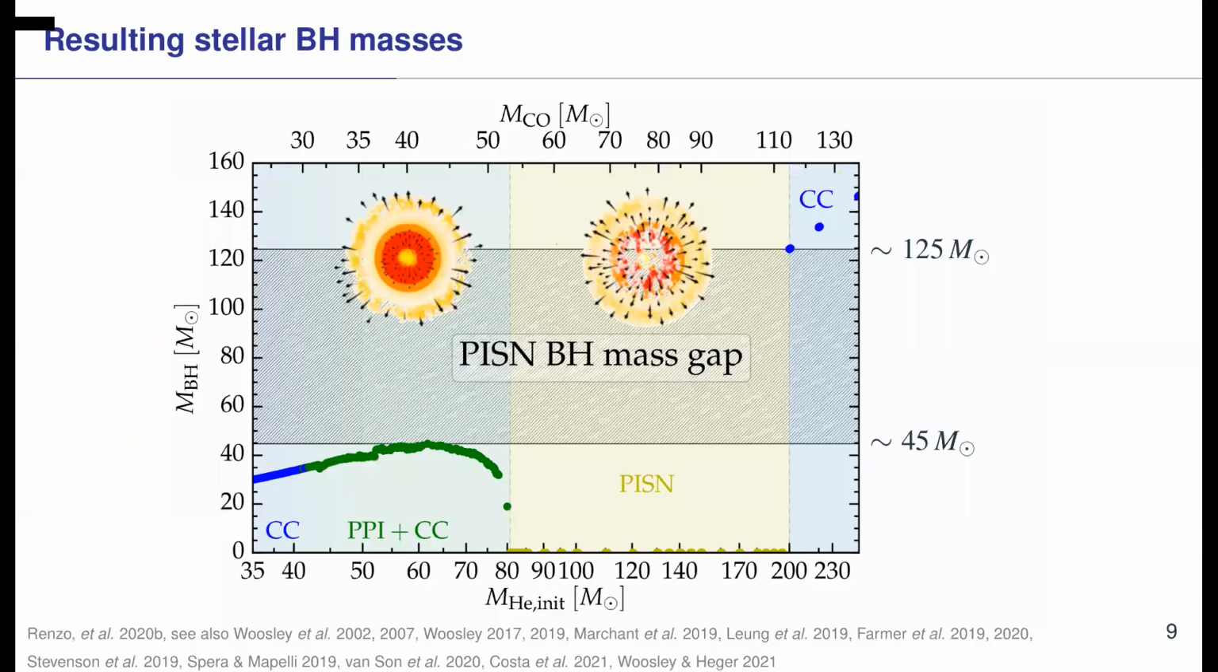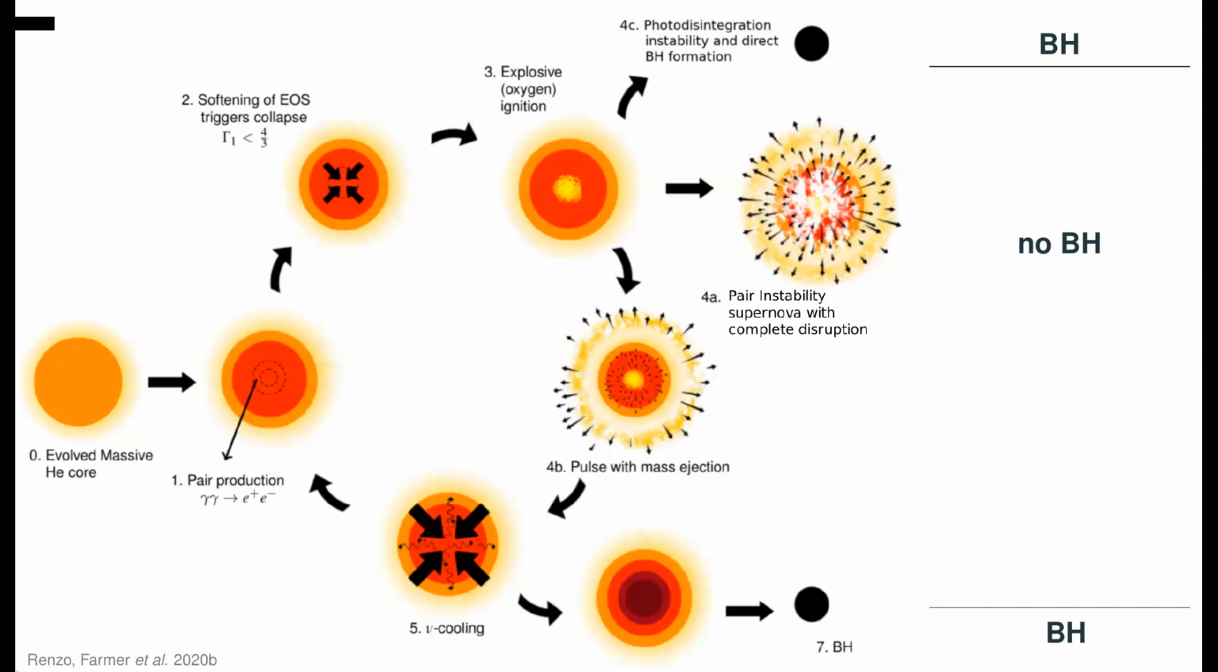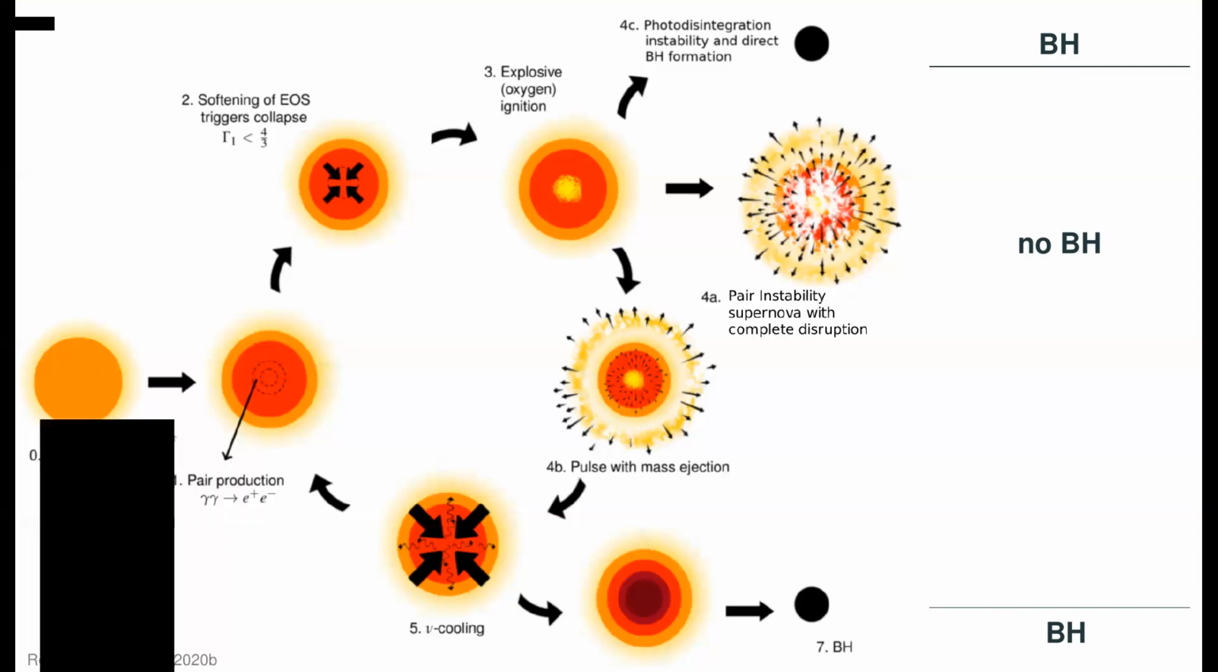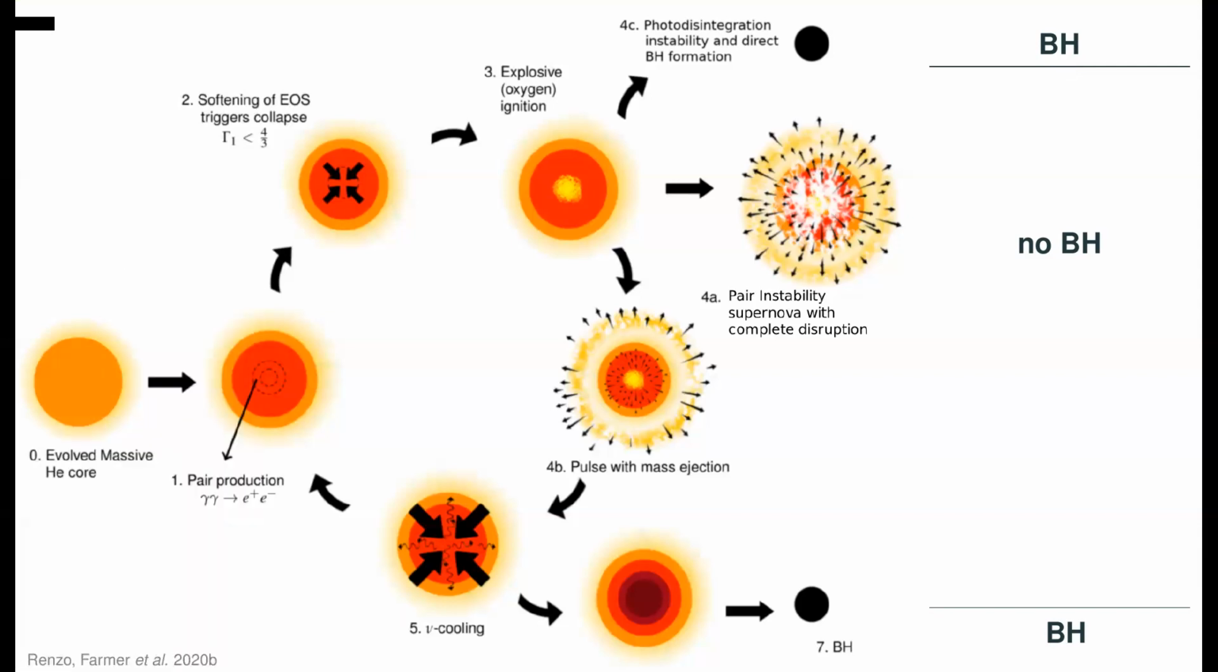Matthew, before you proceed, could I ask a question? Yes, of course. Why do you need the star to be in the carbon-oxygen burning phase to get the pair production? Is that because of the density or the temperature? Yes, can't you do that in helium burning?